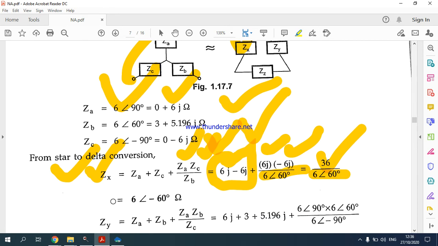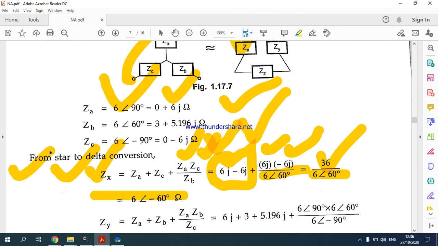What is that ZX value? 6 angle minus 60 degree ohm. Actually here now you got 36, and after simplifying this one you will get ZX. Similarly you can get ZY. I hope this expression is clear, right?